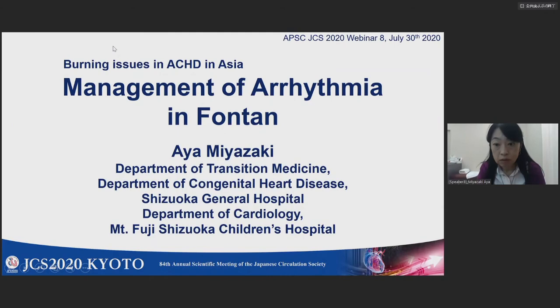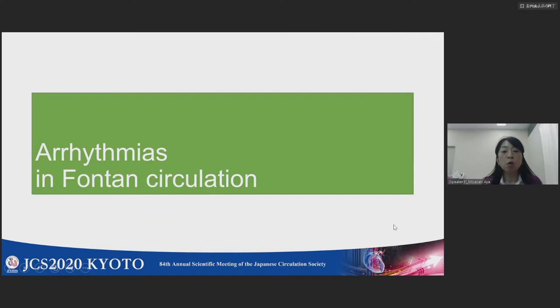I don't have any disclosure. But let's start from arrhythmia in Fontan circulation. To consider the management of arrhythmia in Fontan circulation, we need to know how arrhythmia affects a Fontan circulation.